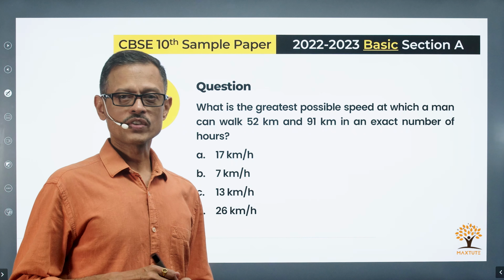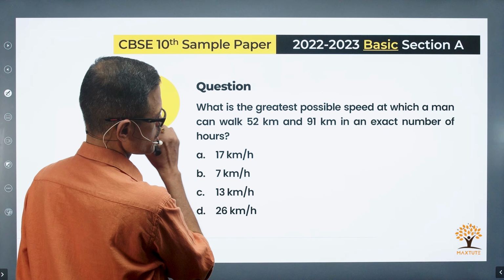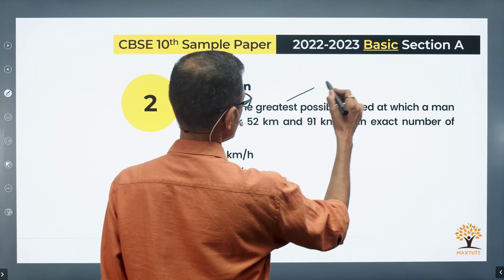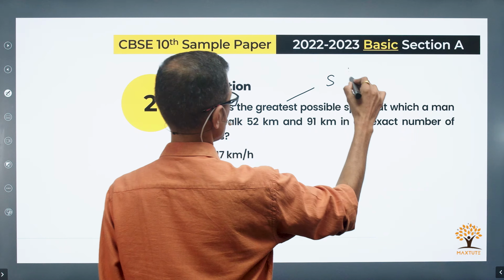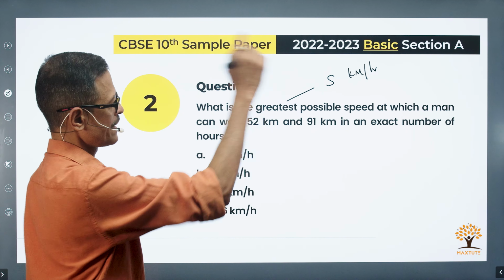Question 2, this one is from real numbers. Concept tested is HCF. What is the greatest possible speed? Let's say that speed is equal to S kilometers per hour, right? So they've essentially given this also in kilometers per hour. Let's assign a variable that way.